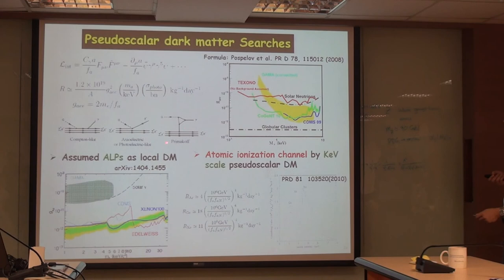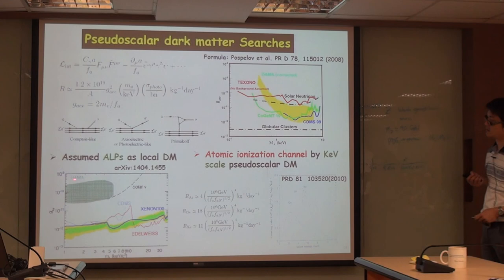And here, in a few months, XENON100 released this article in which they assume this axion-like dark particle as the local dark matter. So, same idea, furthermore, this axion is the solar axion. So actually you see the similar one, but shifted in mass scale. And also people are considering this pseudo-scalar particle can have atomic ionization channels.